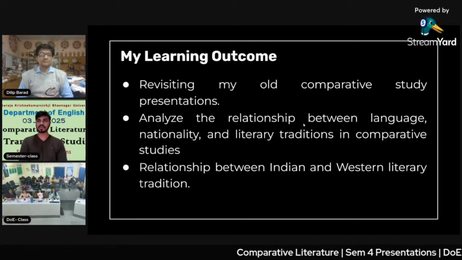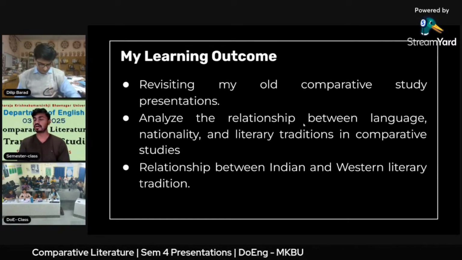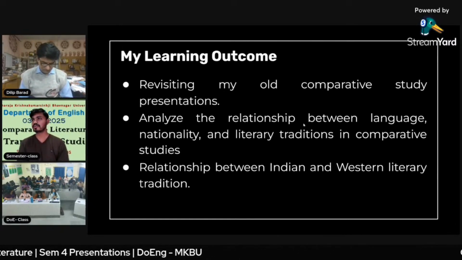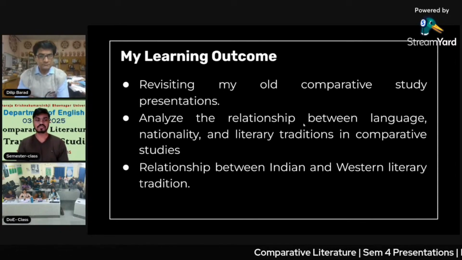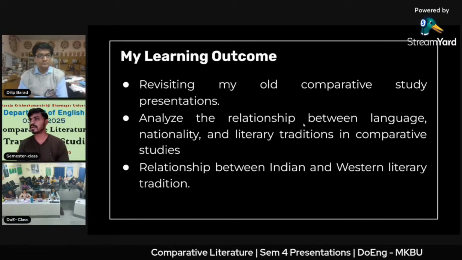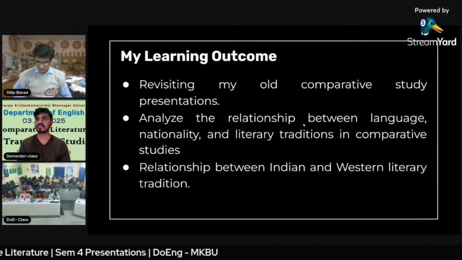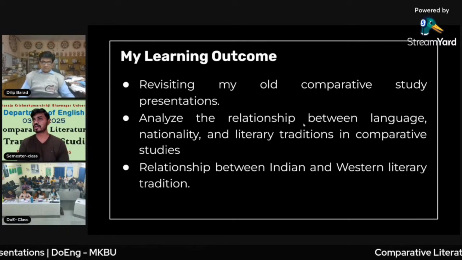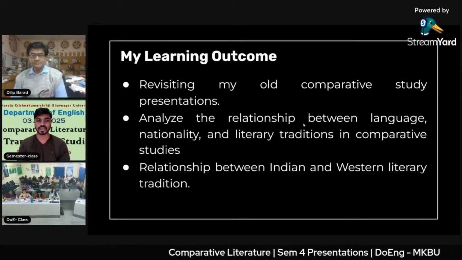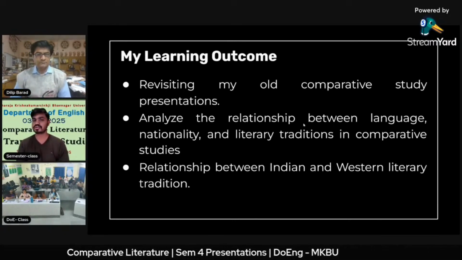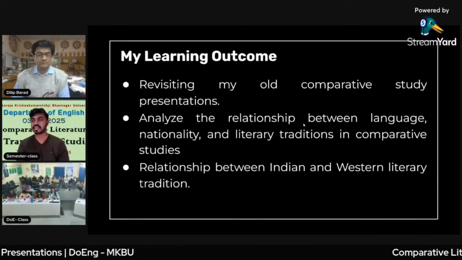So my learning outcome would be, first of all, that I need to revisit my old comparative literature study presentations, because I have till now given two presentations on comparative studies, and I had a very narrow notion of comparative studies. In those presentations, what I did was just highlight various similarities and dissimilarities of two particular texts. But after learning this article and comparative literature in general, I get to know that comparative literature requires a deeper study, not just the similarities and dissimilarities. So that is one thing.